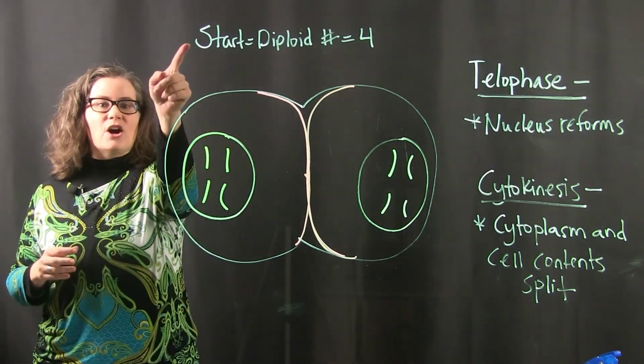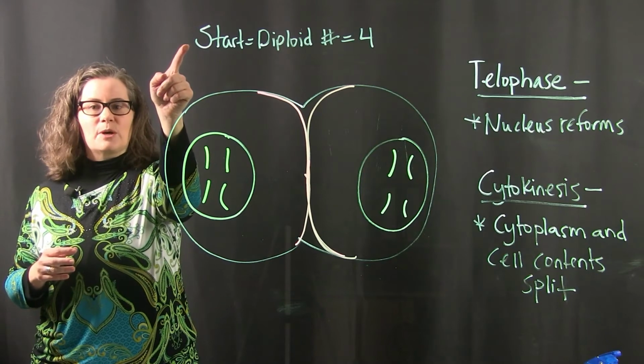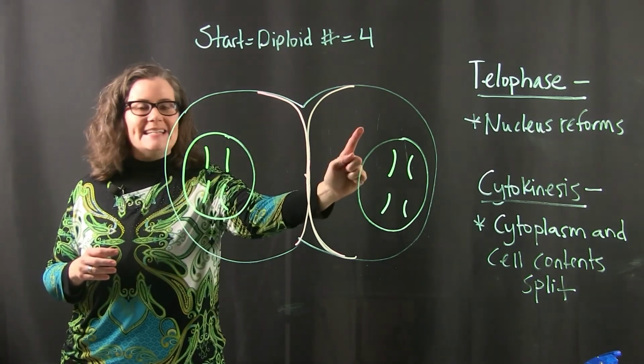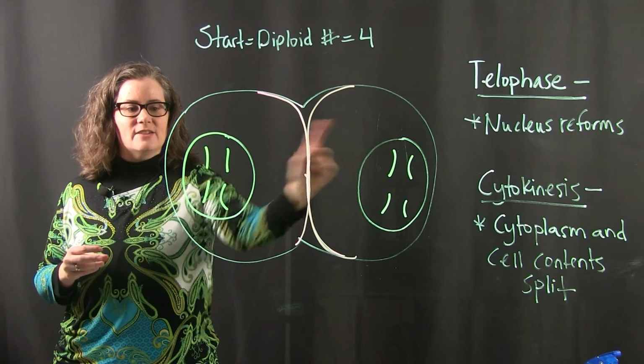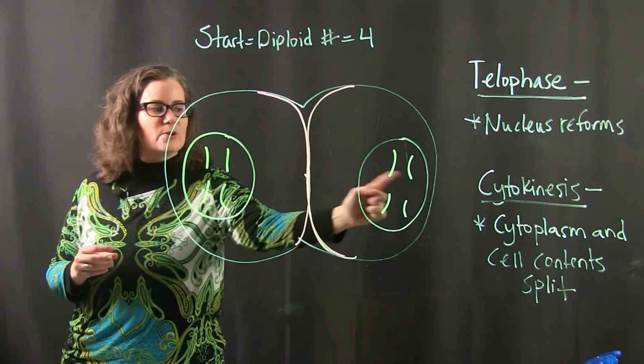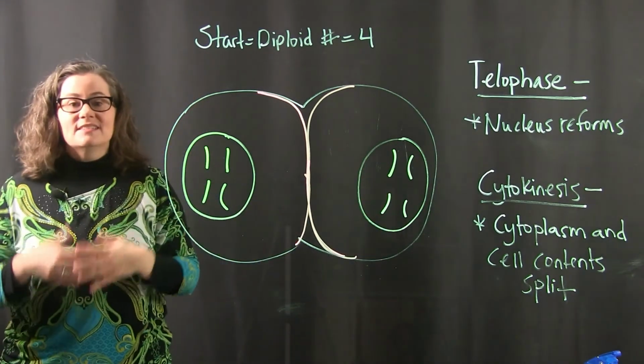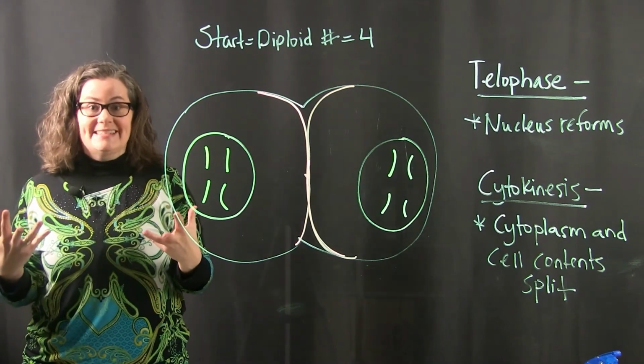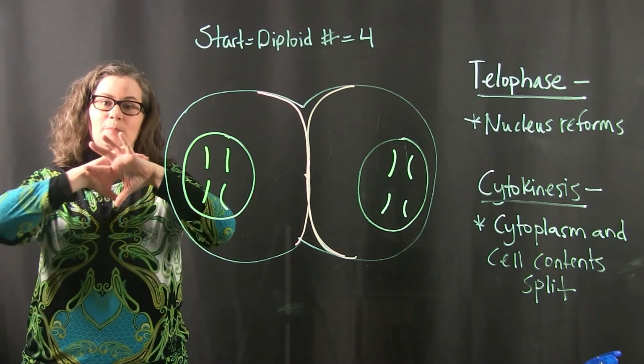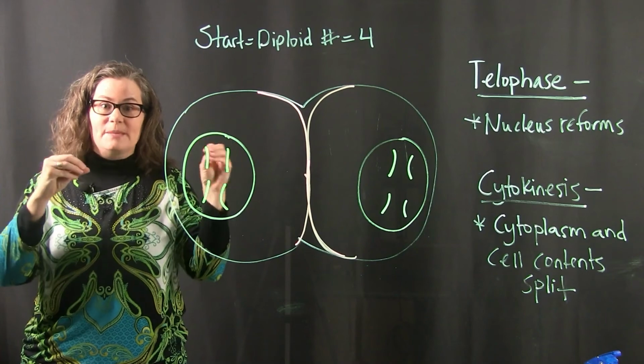So we started our mitosis with a diploid number of 4. We have ended with 2 identical diploid daughter cells. Notice they each have 4 chromosomes inside of them. And this is the ultimate goal of mitosis, is to start with a cell and then produce 2 identical copies of that cell.